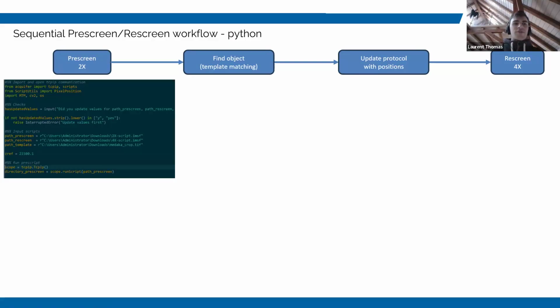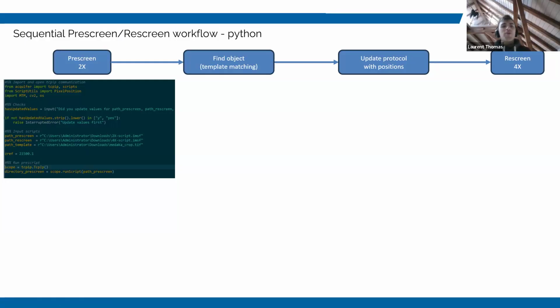For this prescreen and rescreen, I'm using a template experiment that can be generated via the graphical user interface. You can configure what objective to use, if there are any autofocus settings, what channel to use, if you do a Z-stack or just a single plane. And this gives you a file that's specific to this system with all the settings. So I generated two, one for the prescreen, this 2x script that I coded, so it's a custom file format, and then a second one for the 4x acquisition.